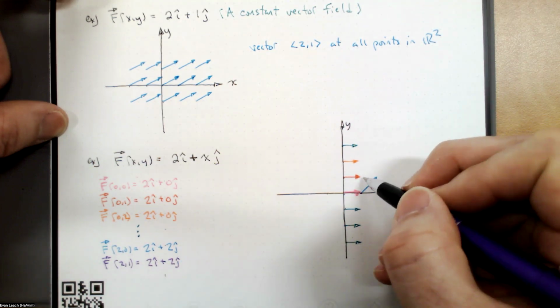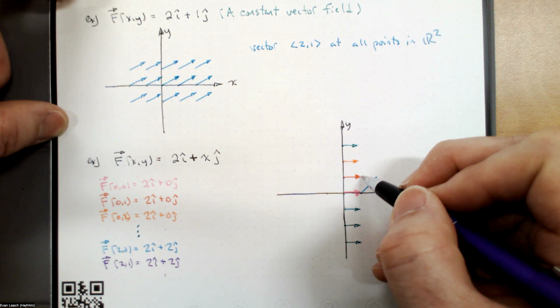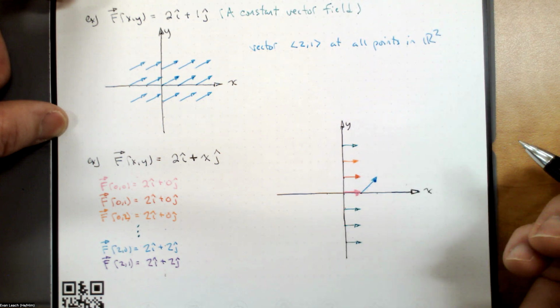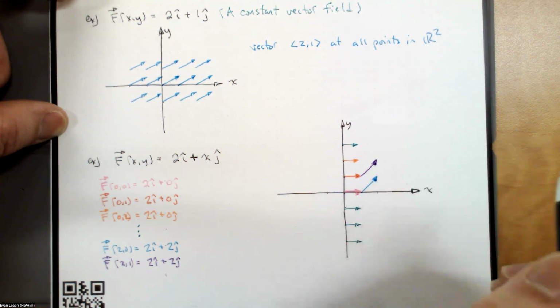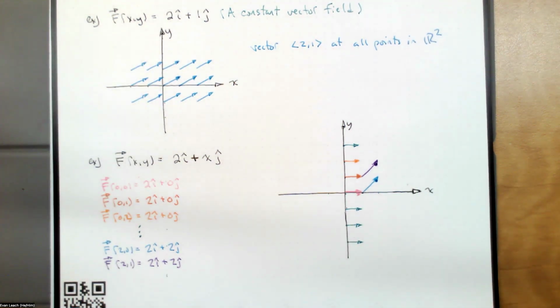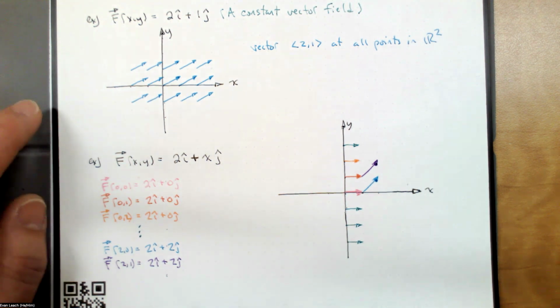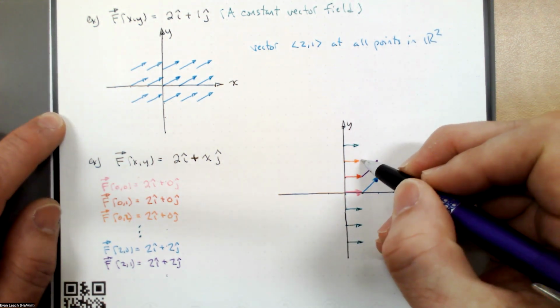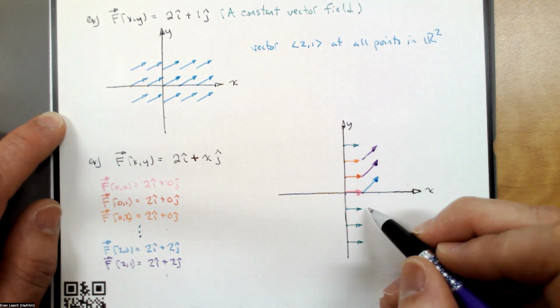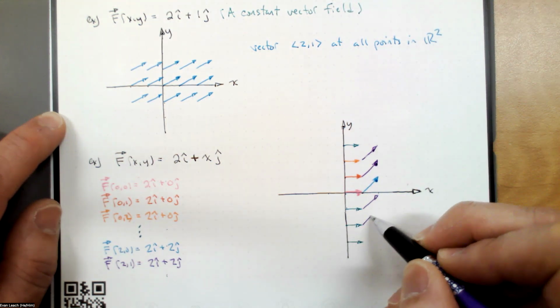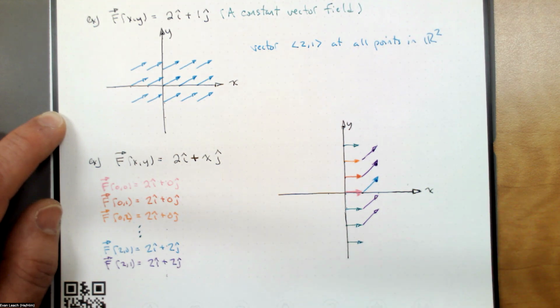At the point (2, 1), I got the vector 2i plus 2j. And we can see we're going to get this vector, this 2i plus 2j vector. I just realized my scales were a little bit off.